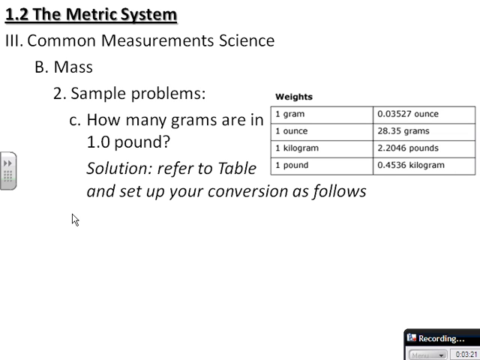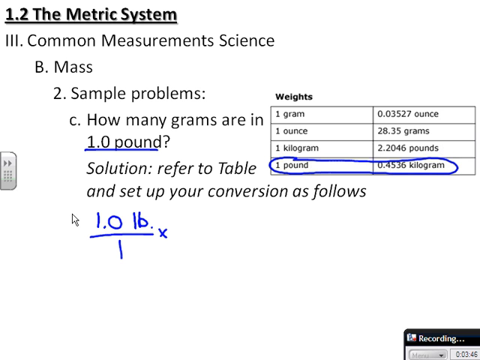The closest one we can find is right here. 1 pound is equal to 0.4536 kilograms. It's not grams, but it is in the metric system. So here's how we set this up. Remember the steps. The first thing is to take your given value, in this case 1 pound, and put it over 1. Then you're going to multiply that by the conversion factor.